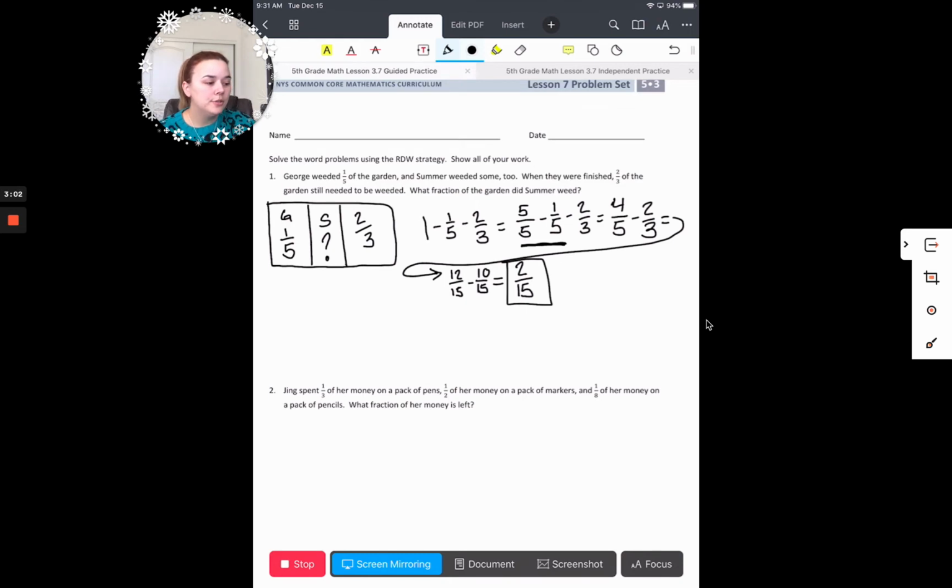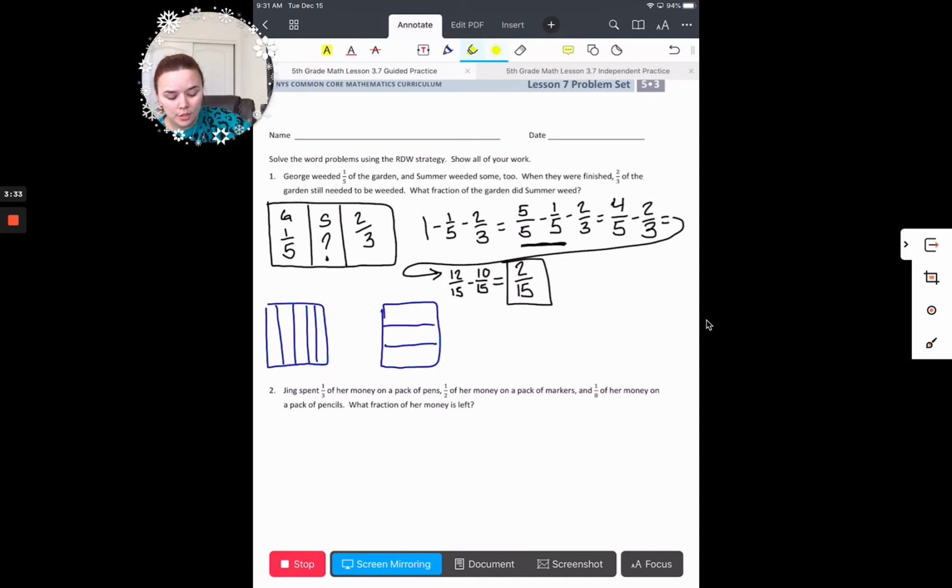The other way that we can do this is by using the fraction models that we did yesterday. So we can make our 1/5. Actually, let me do this in a different color. Make it a little bit easier to see that. So we have our 1/5. And then we have from Summer, the rest of our garden, we have our 2/3. We're going to shade those in. We have our 2/3. We have our 1/5. And then we're going to divide those to make our 15ths.